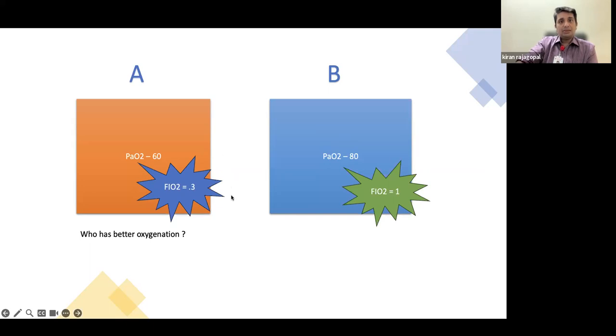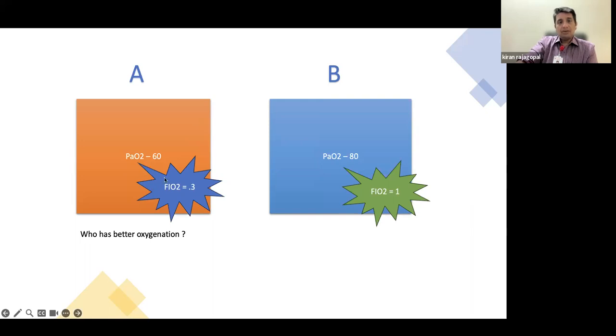A. So another response has come, that is A. Just looking at the PaO2 alone, you felt that patient B had better oxygenation. But understand the point that when you assess a patient for oxygenation, or when you assess an ABG, don't simply look at the PaO2 value alone.